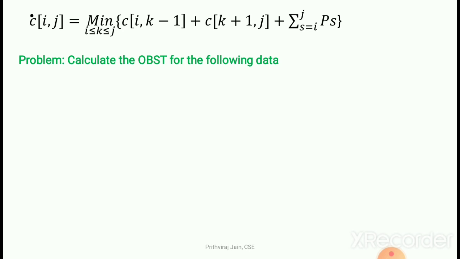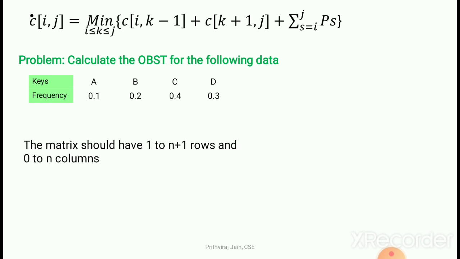Let us take one problem. Calculate the optimal binary search tree for the following data, and the data are given here. We have 4 keys and 4 different frequencies with respect to those keys.